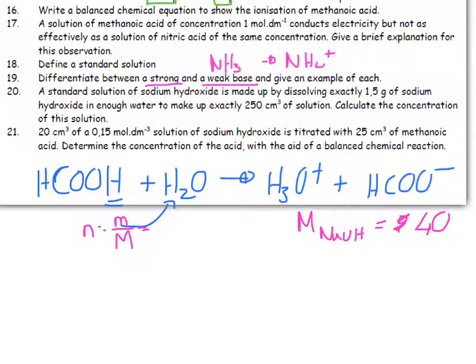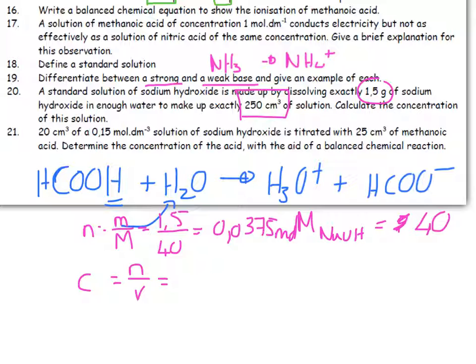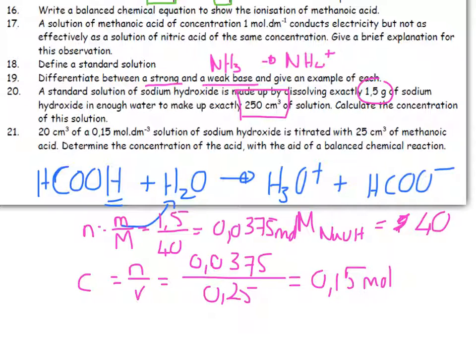And then you've got 1,5 divided by 40, because they gave me 1,5 grams over here, and I land up with 0,0375 moles. That needs to be dissolved in that volume, so concentration is equal to number of moles divided by volume, which is 0,0375 divided by 0,25, because I had to convert the 250 centimeters cubed into decimeters cubed, and I land up with 0,15 moles per cubic decimeter.